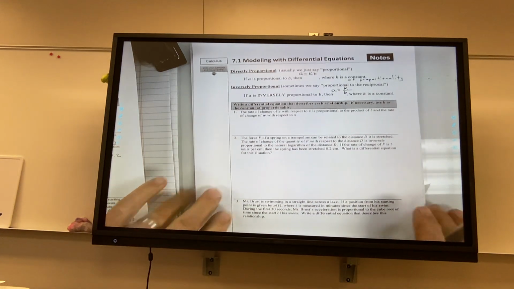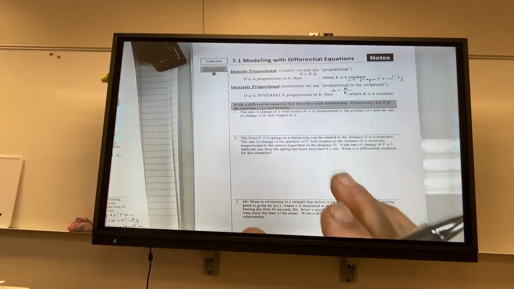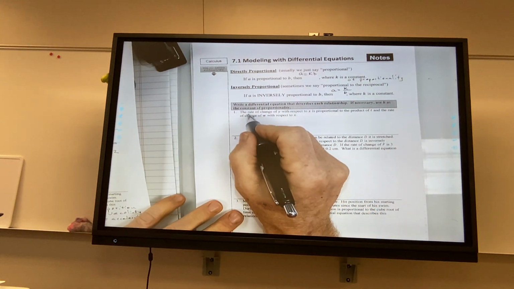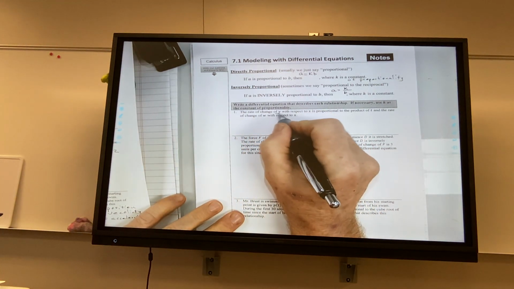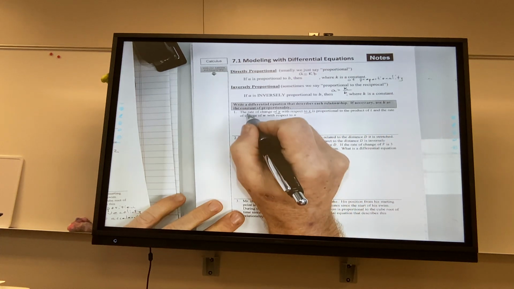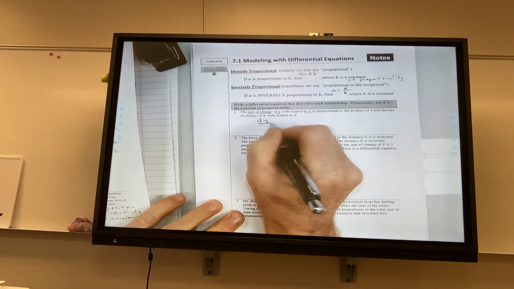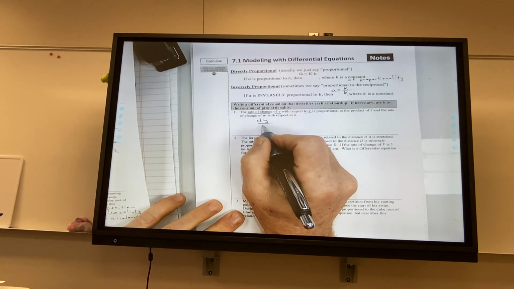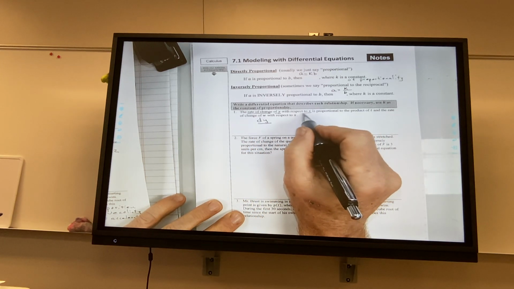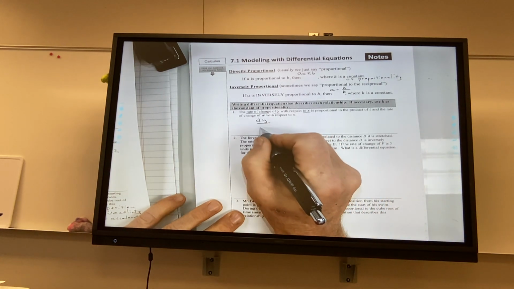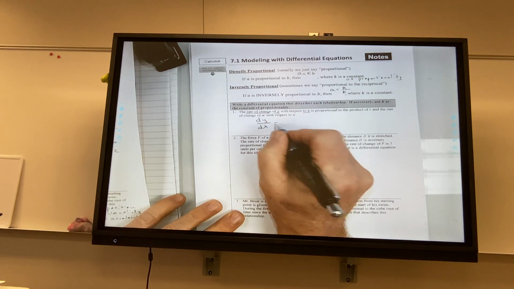So let's take a look at this, writing a differential equation that describes the relationship. If necessary, use K as a constant of proportionality. All right, so we're going to talk about the rate of change of Y with respect to X. When you see the words rate of change, we're talking about a derivative. And the respect to X will tell you what variable you're going to have in the denominator. Sometimes it says respect to T, sometimes some other type of measure. It may say theta down the road.